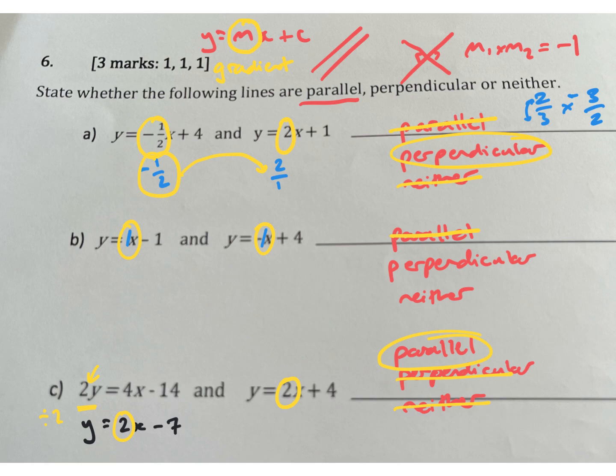All right, next one, we've got 1 versus negative 1. Now I'm going to go back and have a look at the top right-hand corner of the screen: m1 times m2 is equal to negative 1. So I'm going to get number 1 and times it by negative 1. Does that equal negative 1? In this case, it absolutely does. So this means we have two lines that are perpendicular, which means neither's out as well. All right, so the first one is perpendicular, second one is also perpendicular, and the last one is parallel.